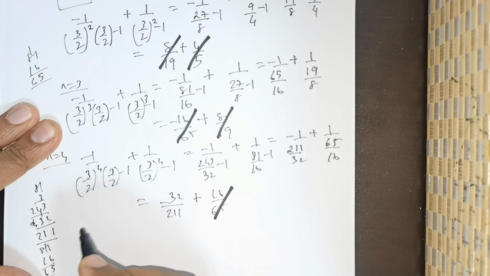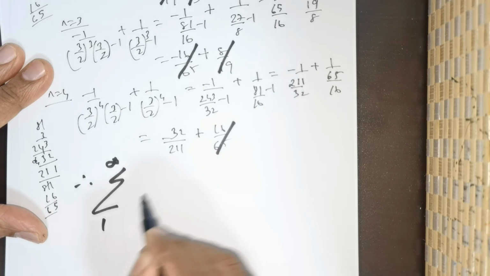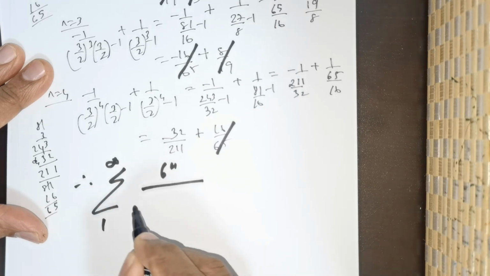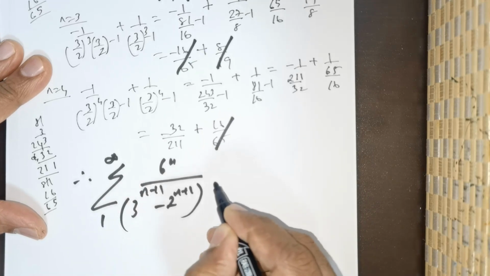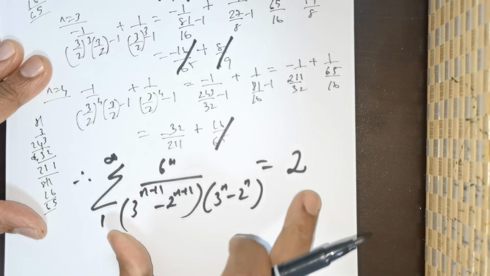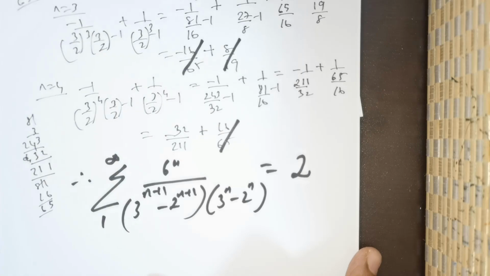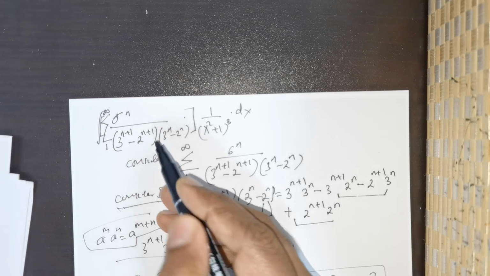So therefore what is the sum? Therefore the sum from n equal to 1 to infinity of 6^n divided by (3^(n+1) minus 2^(n+1)) multiplied with (3^n minus 2^n) is equal to 2. This is the value. So we have got one part, but there is another part. Let me show you the other part. Okay, we need to do this part. So I have successfully evaluated the value of the sum, which is 2.